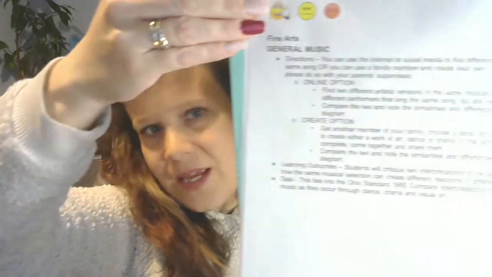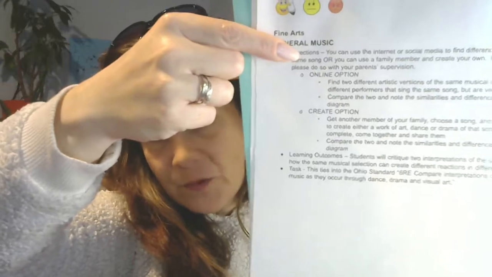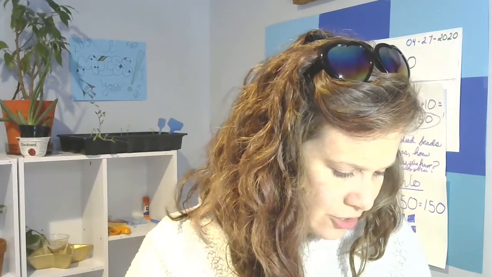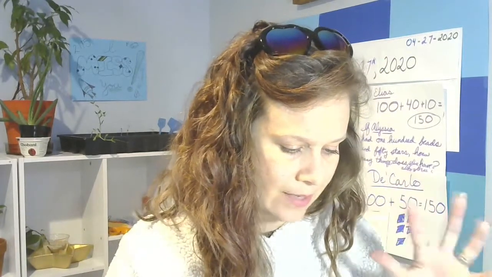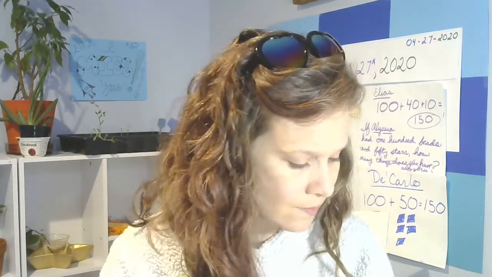Okay. At the bottom of this page begins your music assignment. Okay, so I'll read the directions here. The directions: you can use the internet or social media to find different interpretations of the same song, or you can use a family member and create your own. Okay, but we're looking for different interpretations of the same song. If using online resources, please do so with your parents' supervision. I would say this could be whatever adult or grown-up is helping you out with your work. Make sure that they are available when you're looking for online music and resources.